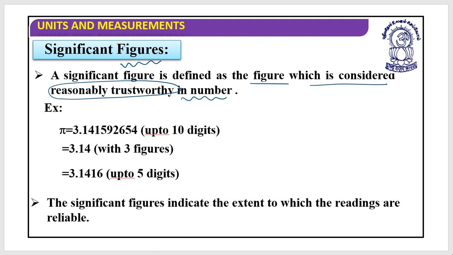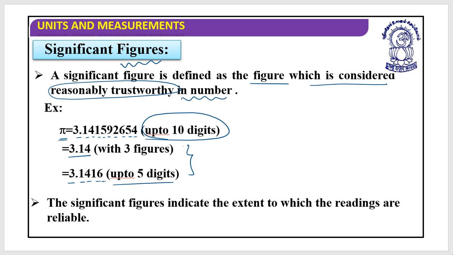Let's take an example of pi. The value of pi is 3.141592654. A very long number, right? Yes, it's up to 10 digits. If I need to consider only 3 digits, then I should write 3.14. That's what we are using. If I need to write up to 5 digits, then I should write 3.1416. So these are the numbers according to our choice, in a reasonably trustworthy manner.